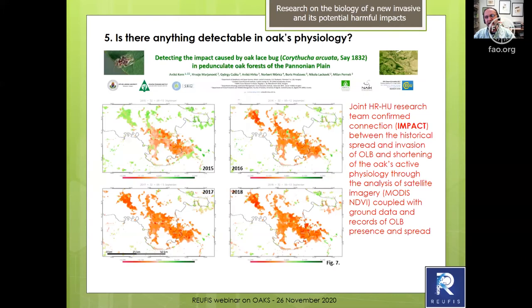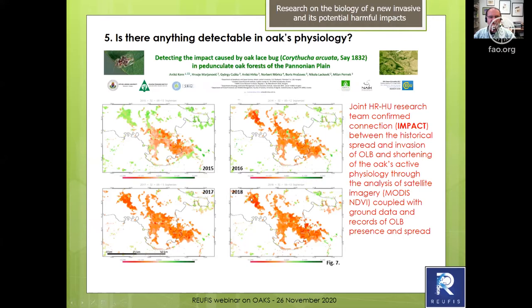Now, there is another thing that we did prove, the joint Hungarian-Croatian research, and I don't have time to discuss it, but that's a confirmation that the oak forest here in Hungary and in Croatia were breeding normally in August and September, while later on, where the Corythucha spread into that area, they started and they shortened the physiology.